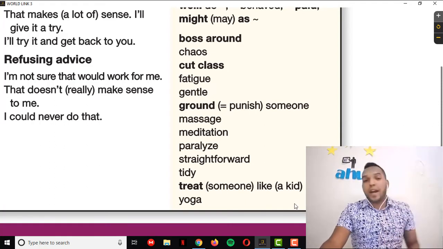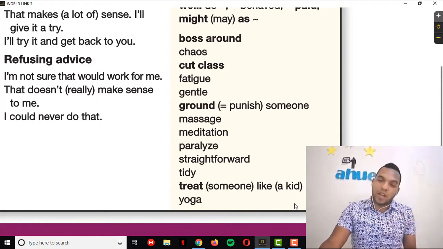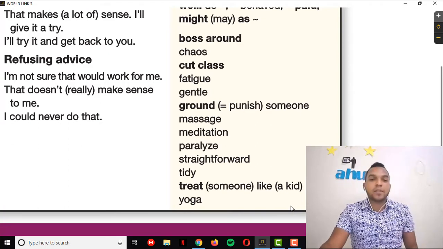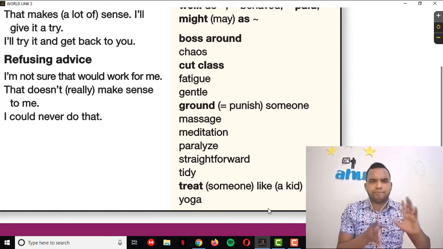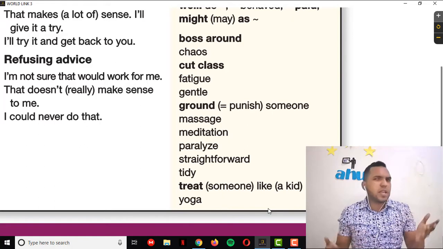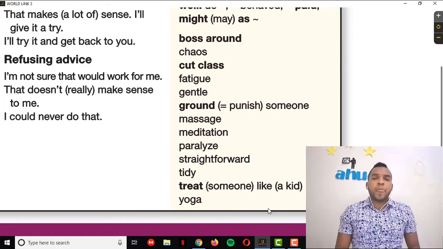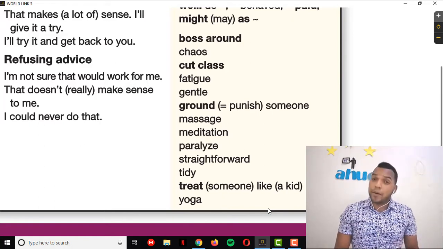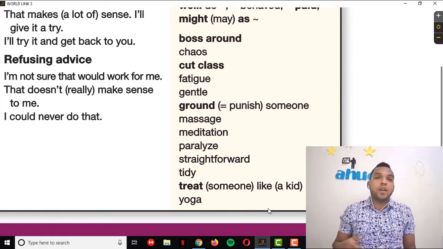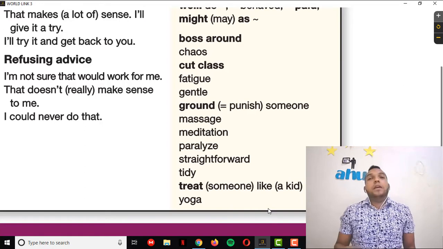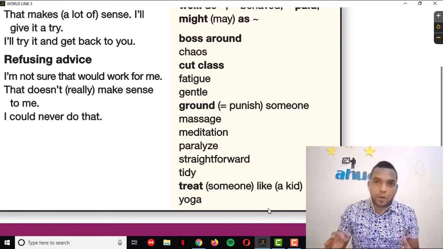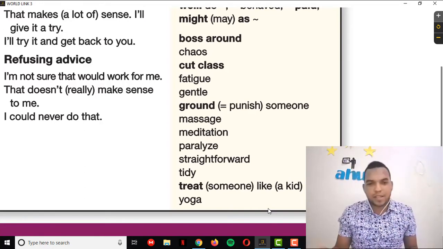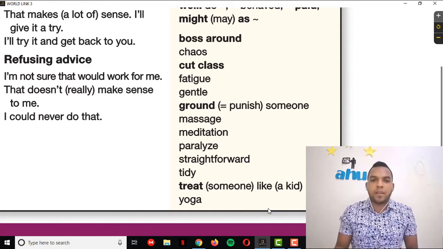Treat someone like a kid. This phrase. Sometimes your parents, when you are maybe a teenager, and sometimes you're probably even more, your parents treat you sometimes like a kid. They tell you that you are all the time going to be a kid for them. They're going to tell you, "Hi, baby, how you doing? Oh my goodness," and this and this. So they treat you like a kid.